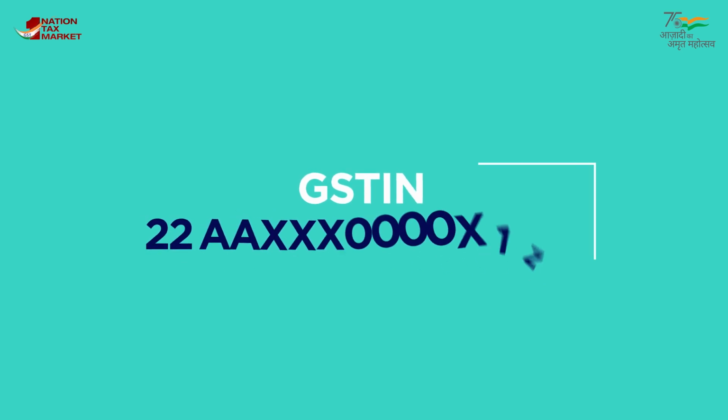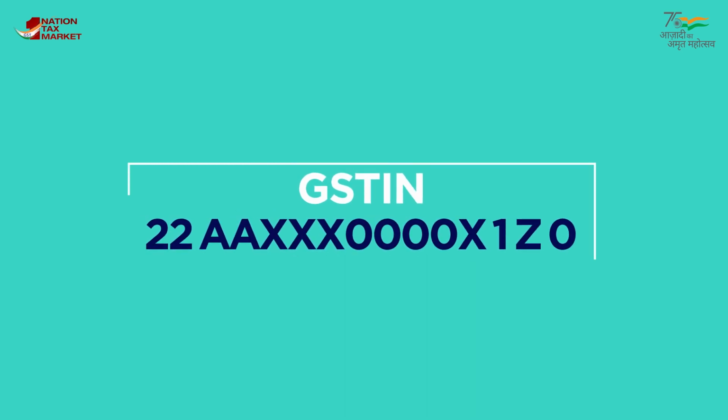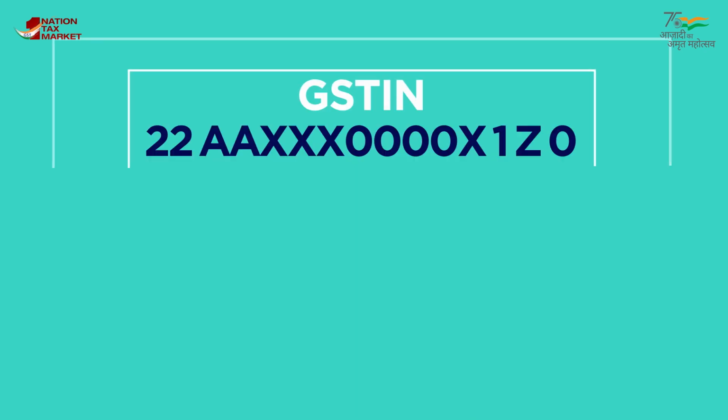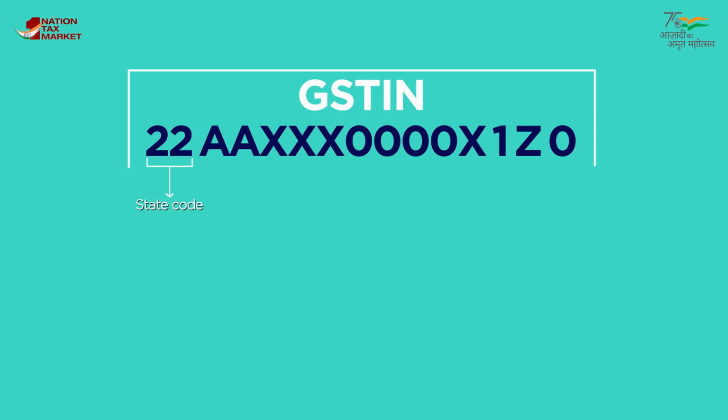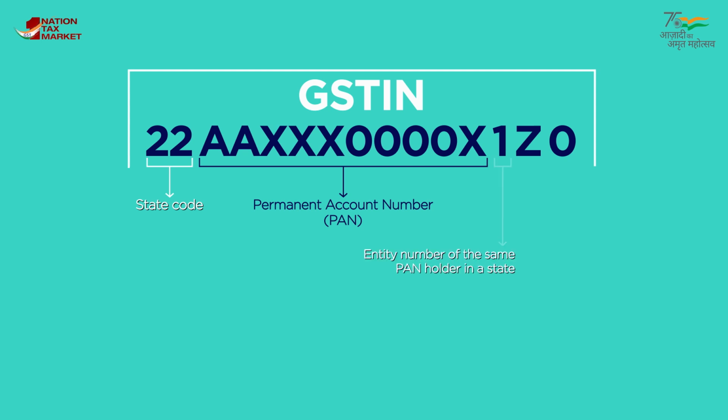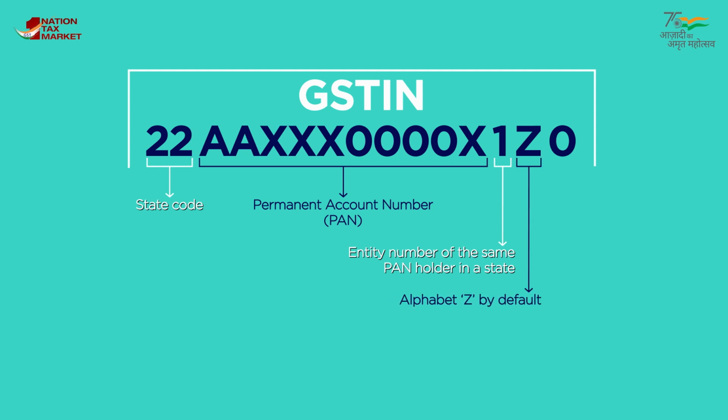Upon registration, the applicant is allotted a GST identification number in which the first 2 digits represent the state code. The next 10 digits represent the PAN of the person or business entity. The 13th digit is the entity number of the same PAN holder in a state. The 14th digit is alphabet Z by default, and the last digit is a checksum digit.